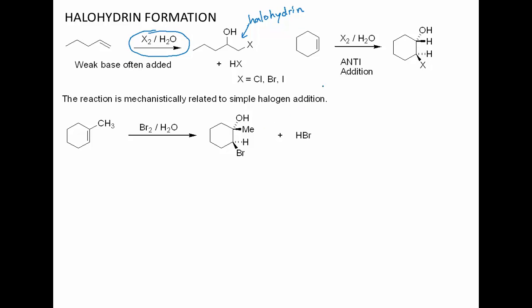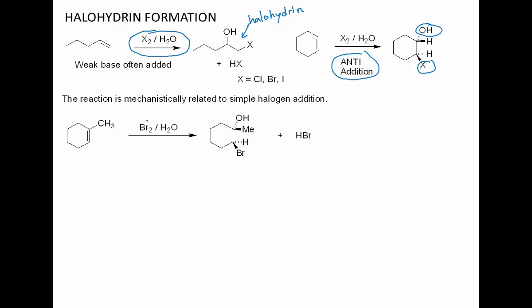Okay, like the halogen addition, the halohydrin formation is also an anti-addition. Here we see that the OH group and the X group have both added to the opposite face of the molecule. We get the trans stereochemistry. We'll find that this reaction here is mechanistically quite related to the halogen addition that we saw in the previous slide.